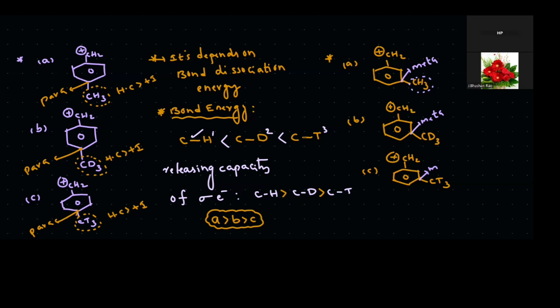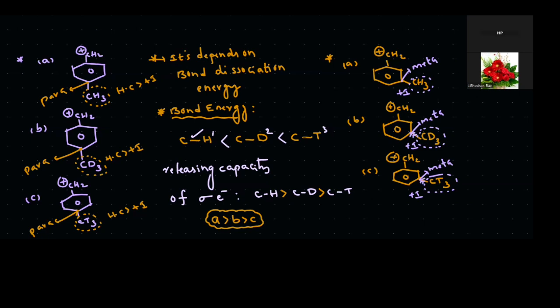If any alkyl group is present at the meta position, always only the inductive effect influences. It is a plus side group. CD3 is also a plus side group. CT3 also acts as a plus side group. So which one effectively releases the electrons now? The group only directly donates the electrons. Now the CT3 group releases the electrons. Here CD3 releases the electrons. Here the CH3 group releases the electrons.